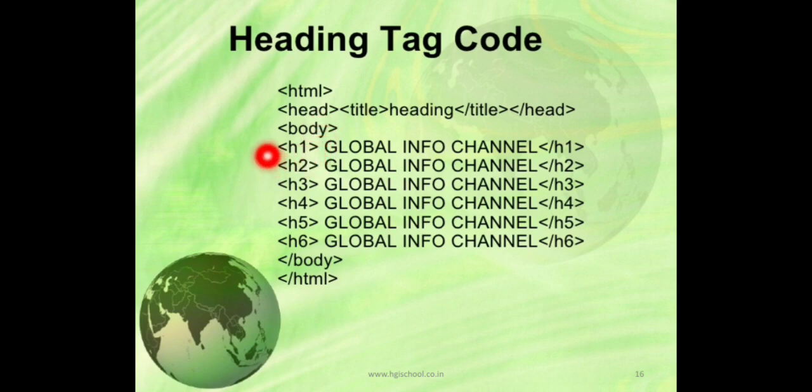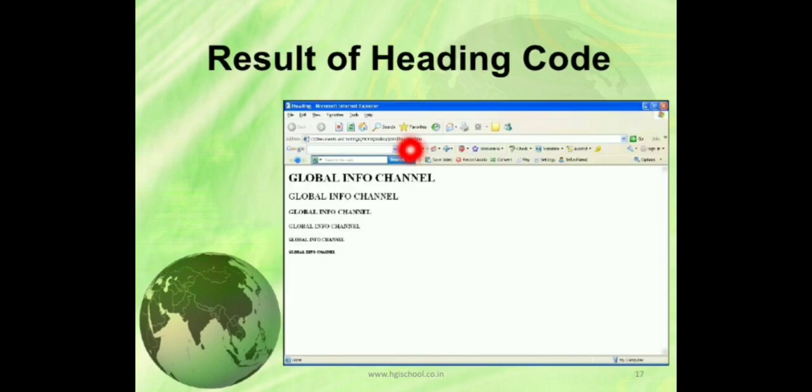Okay, H1. See the basic structure first of all. Inside the body tag, if we write anything, we will be able to see it in the content area of the web browser. Here we can see we have written all 6 headings, and now we will be able to see the difference. You can see the largest heading and the H6 smallest heading. Got it?